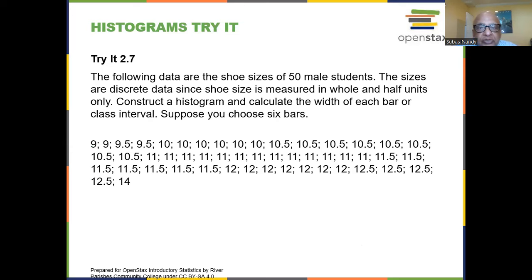The following data shows shoe sizes of 50 male students. The sizes are discrete data since shoe size is measured in whole and half units only. Construct a histogram and calculate the width of each bar or class interval. Suppose you choose 6 bars.